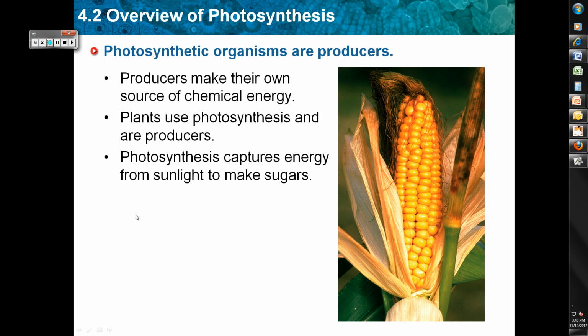Okay, 4.2, we get an overview of photosynthesis. As you learned in second grade, photosynthesis is a process of turning the light energy from the sun to make sugar. The kind of organisms that do photosynthesis are plants, and plants are producers. We would not live long without our producers, so if something happened to all our photosynthetic pals out there, then we would really have a problem.